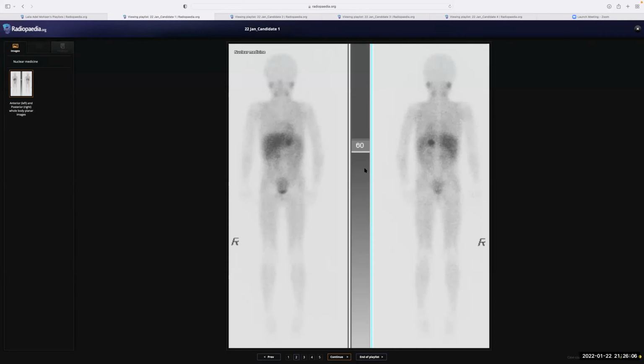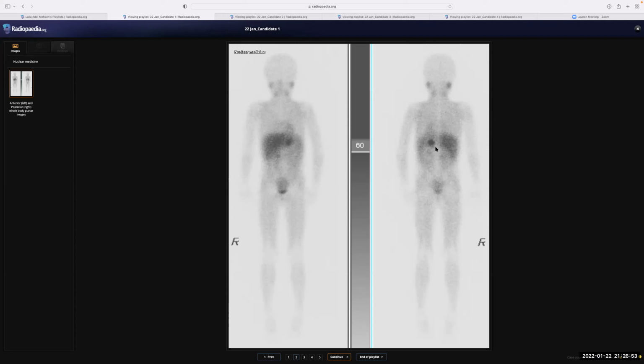I can see there is uptake within the liver, probably more. So okay, this is an MIBG scan. Sorry, MIBG. Okay. So since this is an MIBG scan and it is showing uptake within the liver, and I think there is some uptake within this adrenal gland as well, probably. So I'm suspecting if this is a case of neuroblastoma.